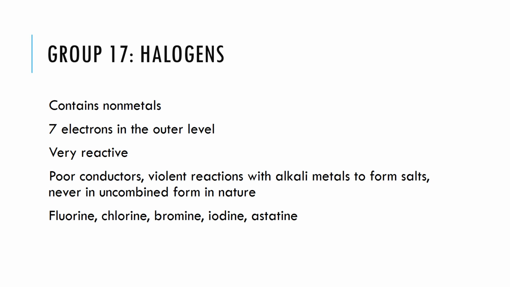Another thing about halogens is because they are so reactive, they are never found uncombined in nature. So, like chlorine is one of our halogens here. In nature, chlorine gas exists as Cl2. So there's 2 atoms of chlorine combined at all times. They want to react and bond so badly that they never exist by themselves. So examples here, we have fluorine, chlorine, bromine, iodine, and astatine.